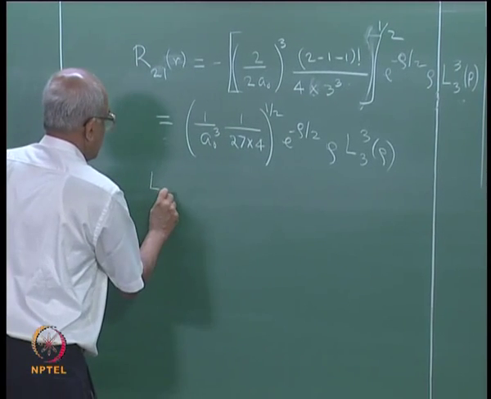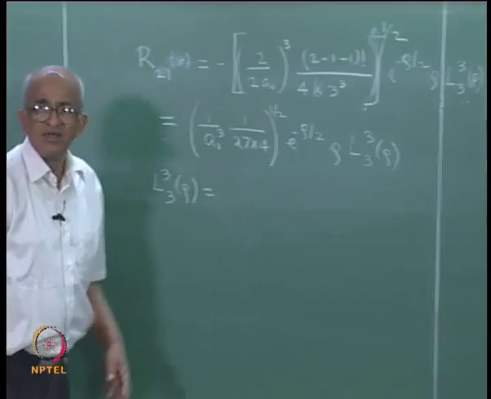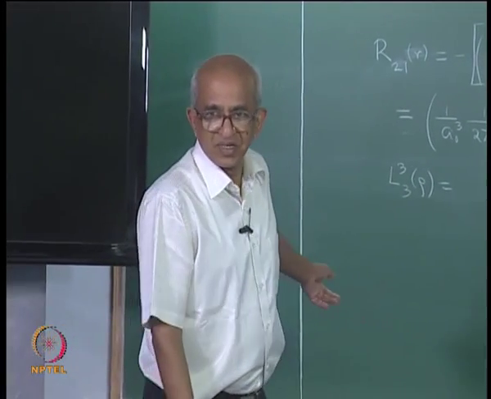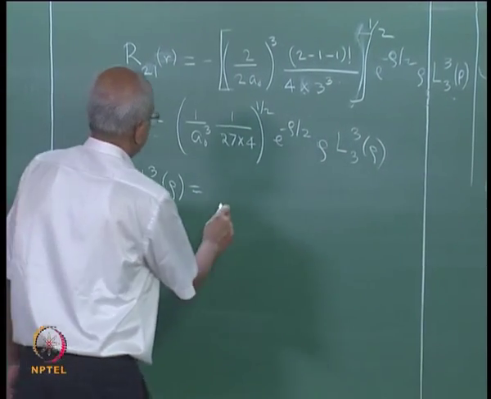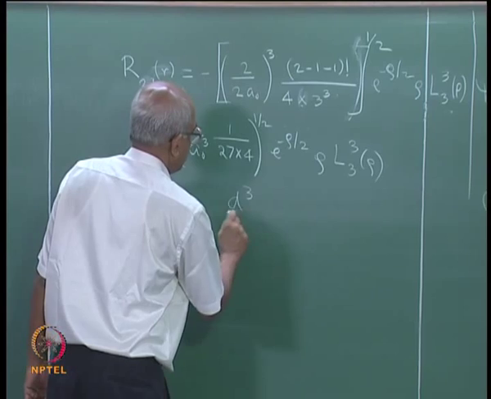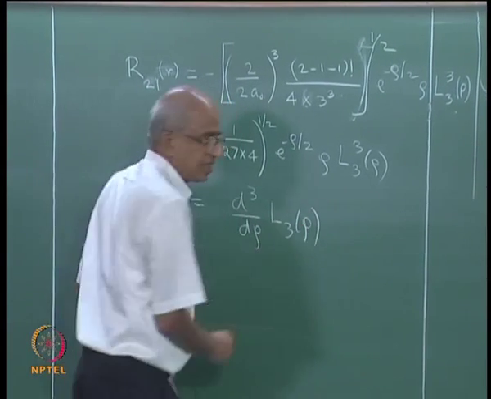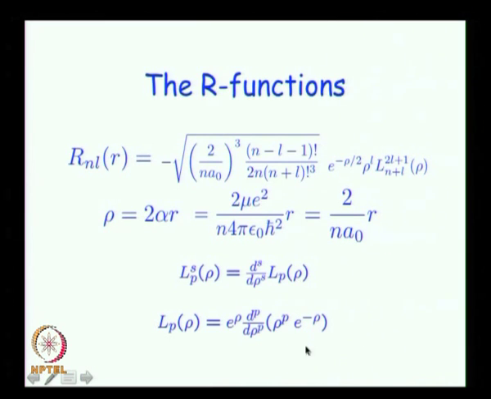Well, I realize I have not taken one of the easiest. I mean, this may be a little bit difficult. Let us see. L33 rho is actually the third derivative of L3 rho. How did I get that? You just look at this expression. P is 3 and S is 3. So, you just use that, you will find this.